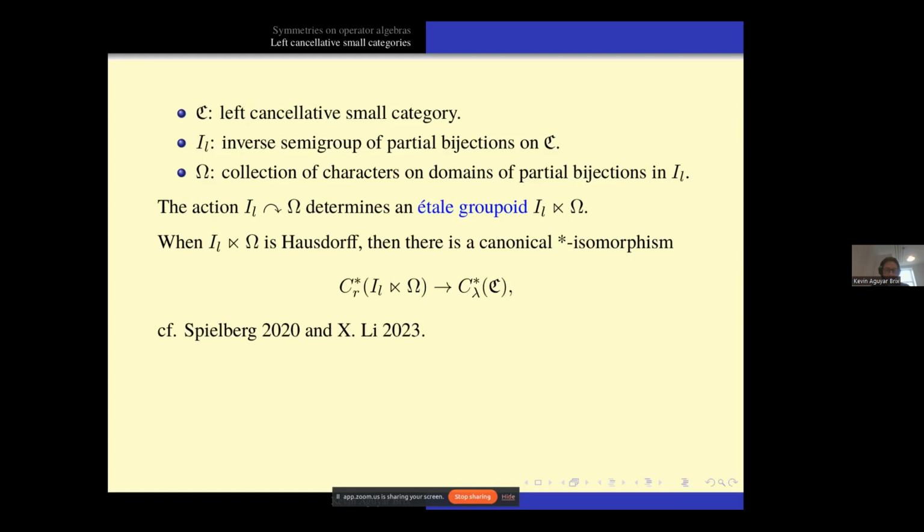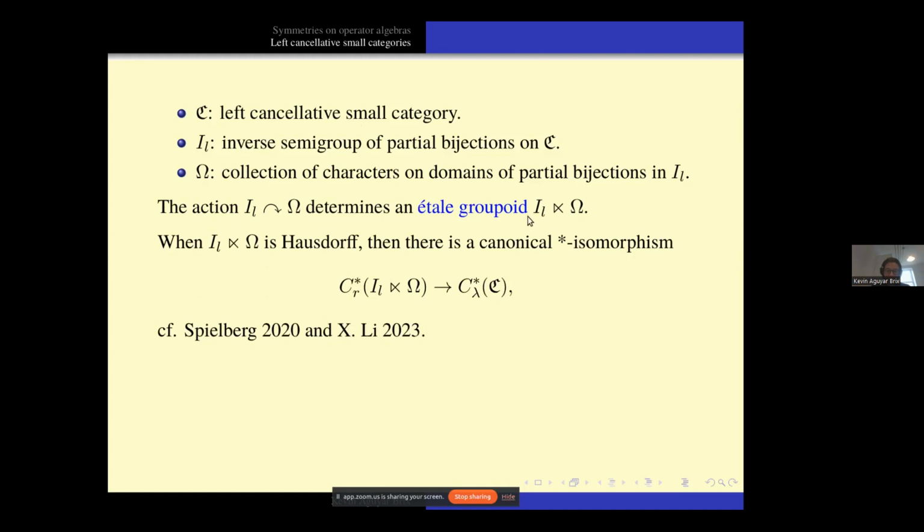So my main point here is that, in general, I'm personally very interested in dynamical systems, and I think it's fascinating that you start with something very abstract like a cancellative small category, and then you do some constructions and you generate an étale groupoid, or equivalently, you generate this action of an inverse semigroup on a space.